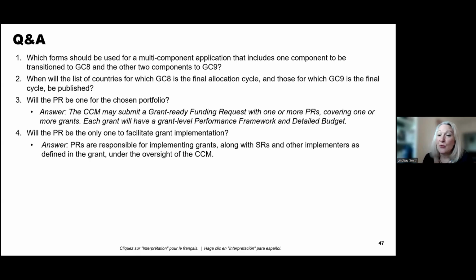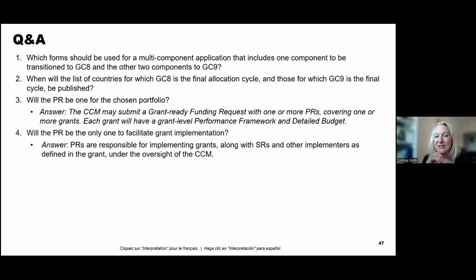Okay, so great question. We are close to being able to publish that information. We have an important reporting step with our strategy committee and our board, and that is going to be completed in the next week. And after that reporting to our strategy committee and our board is completed, then we will be able to publish a list of the components and the countries to which a transition timeline has been confirmed. Question 3. Will the PR be one for the chosen portfolio?